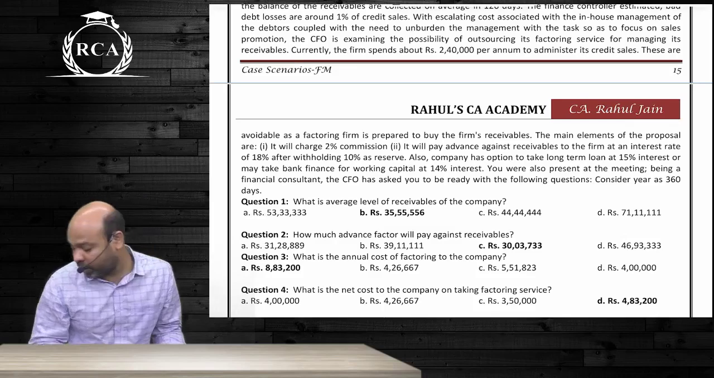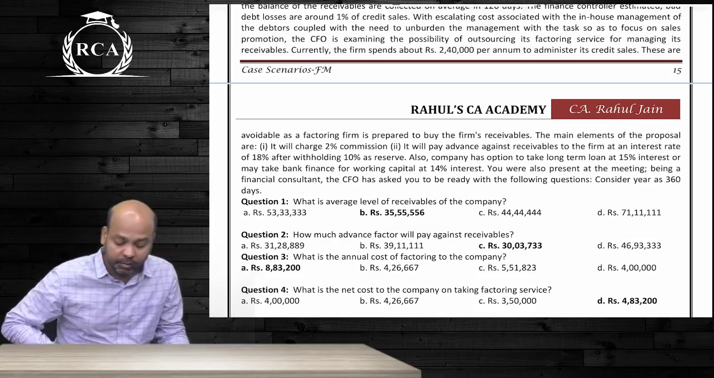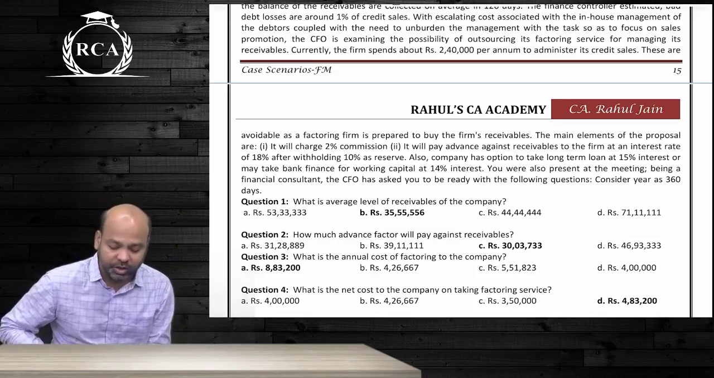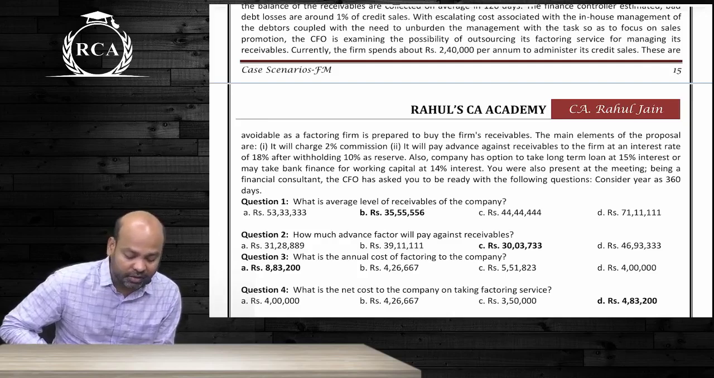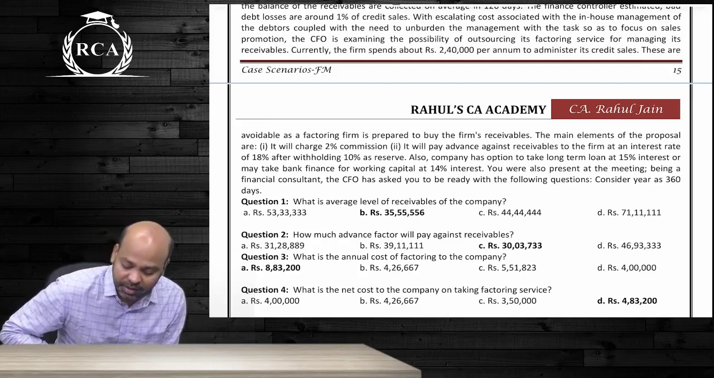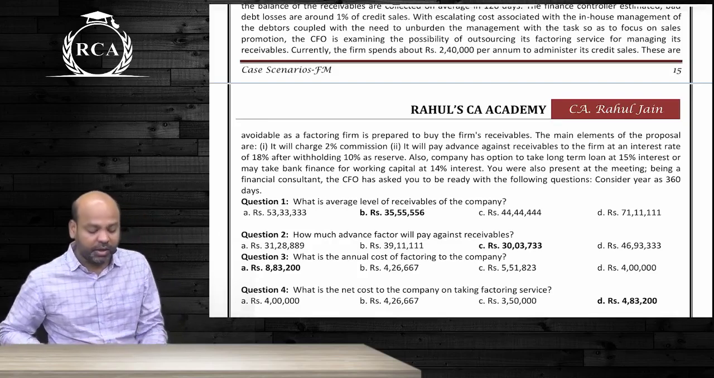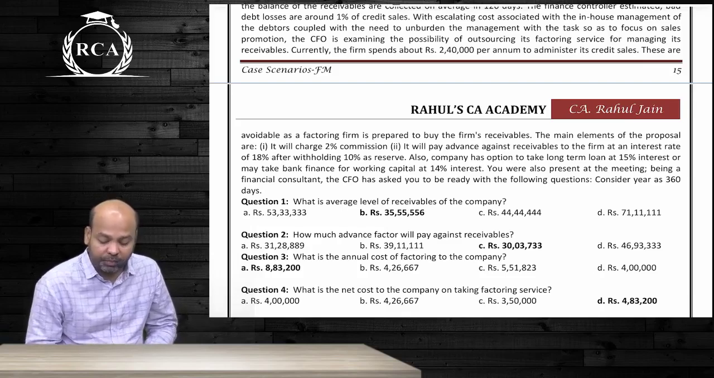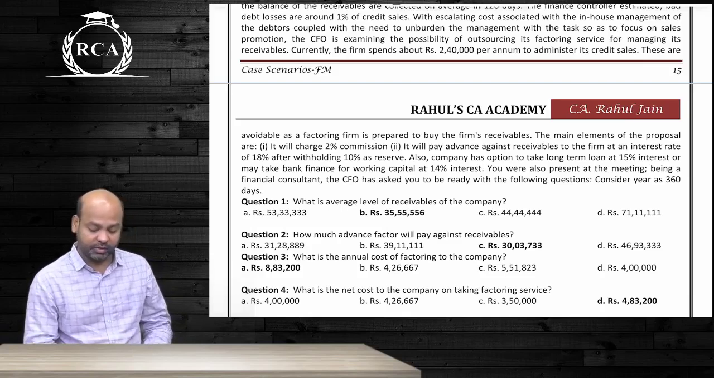By default, guys, administration cost avoidable or unavoidable? Avoidable, guys. The main elements of the proposal are: it will charge a 2% commission, it will pay advance against receivables to the firm at an interest rate of 18% after withholding 10% as reserve. Also, company has an option of taking long-term loan at 15% interest or may take bank finance at 14% interest. You were also present at the meeting. Being a financial consultant, the CFO has asked you to be ready with the following questions.